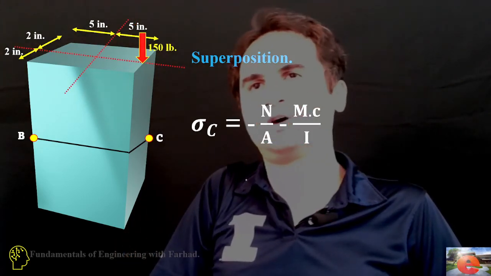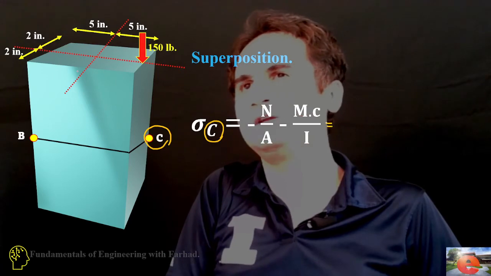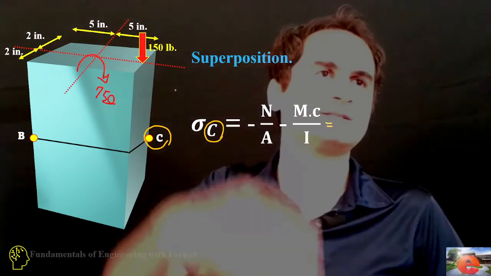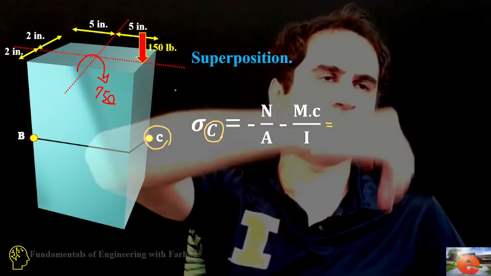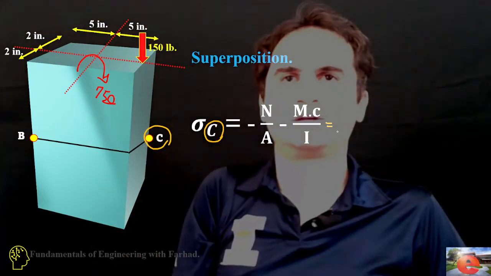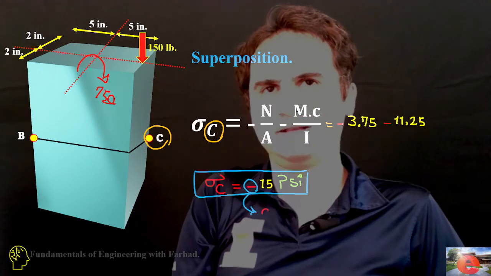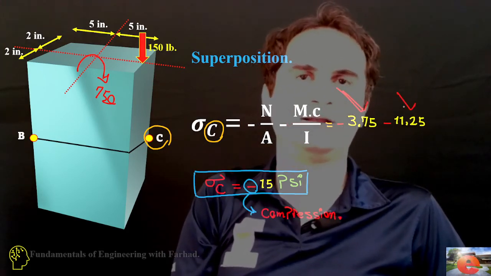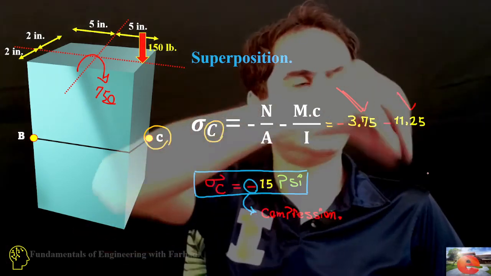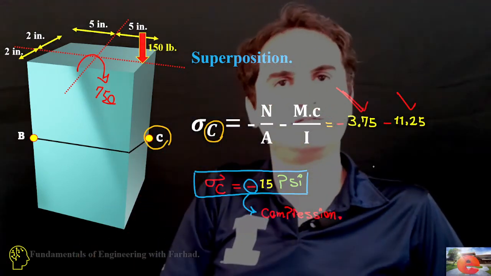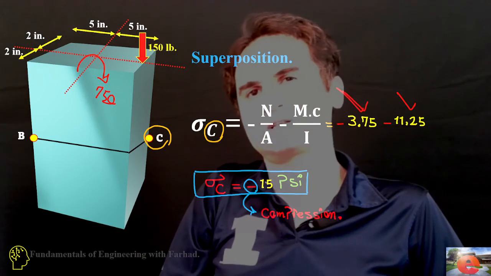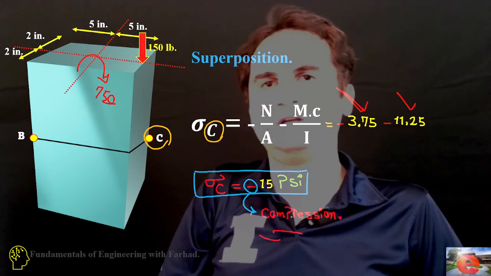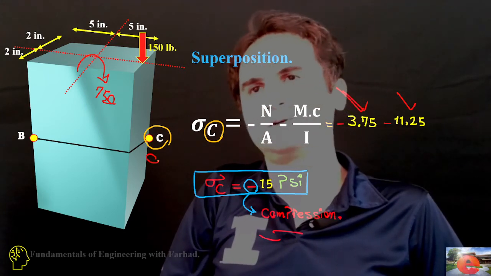We apply the same approach for point C. You can easily see a clockwise moment pushes point C. So there was a compressive stress of negative 3.75 due to the normal force, and an additional compressive stress due to bending moment, which gives us a negative 15 psi, which is 15 psi in compression at point C.